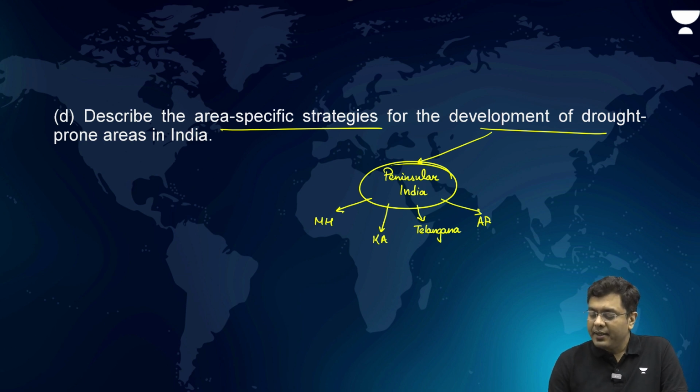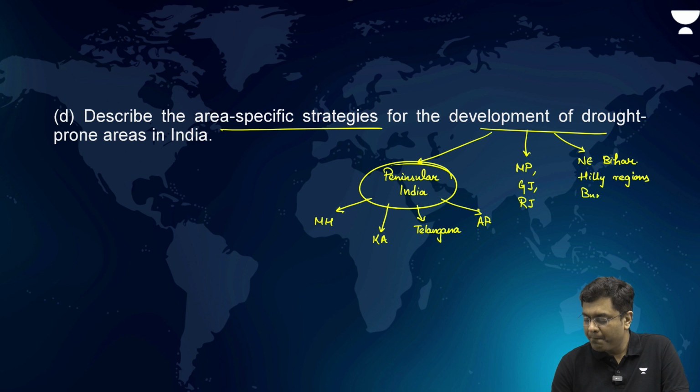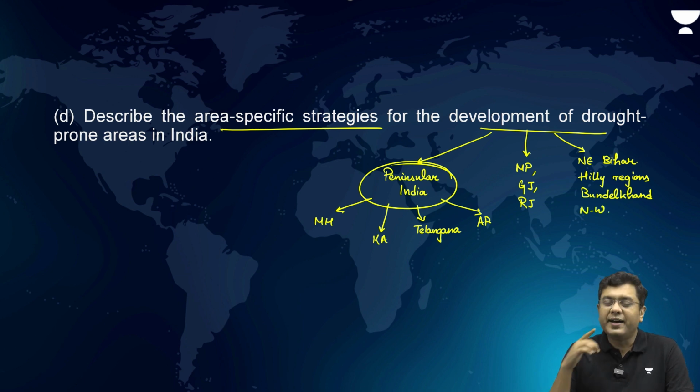Okay. Then in central India, you basically have the regions around central Madhya Pradesh, Gujarat, Rajasthan, then northeastern Bihar, then after that Himalayan hilly regions, Bundelkhand, northwestern part of India. Okay, all these are drought prone.